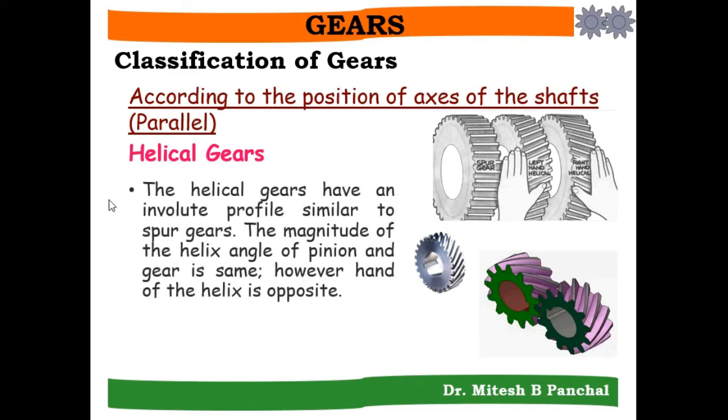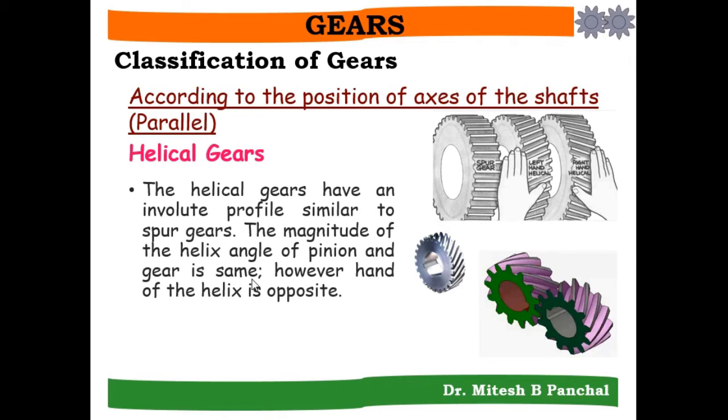The helical gears have an involute profile which is similar to the spur gear. In spur gears also we have seen that there is an involute profile of the gear tooth, and the magnitude of the helix angle of pinion and gear is the same. This is the required condition when you are using helical gears to transmit power or motion from one shaft to another shaft. So in a particular gear train, both gears should have the same magnitude of helix. However, the hand of helix is opposite. That means the right hand helix should match with the left hand helix.